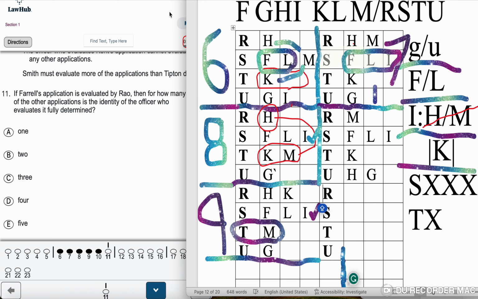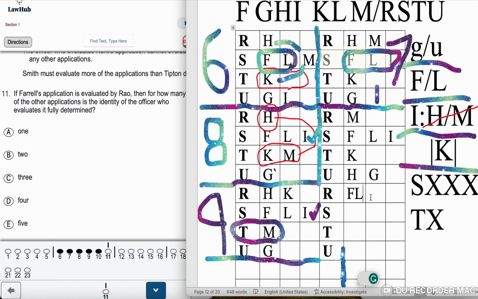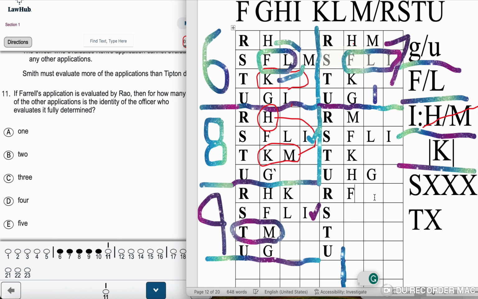Question 11, if F application is evaluated by R, so we look for F to be evaluated by R. And if we don't see it, we got to make it happen. So let me go ahead and make this happen real quickly. So F and L have to be together. And with that being said, U has to be with G. From our understanding, K can be by itself. And I is not allowed to be in the same position as the H and M.